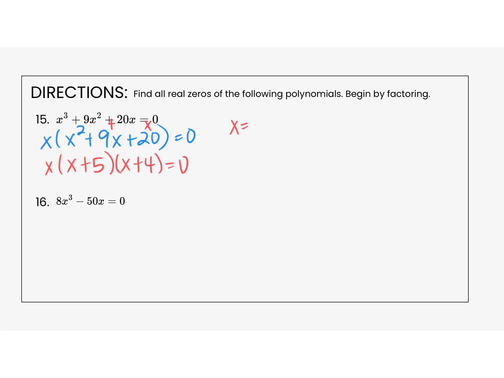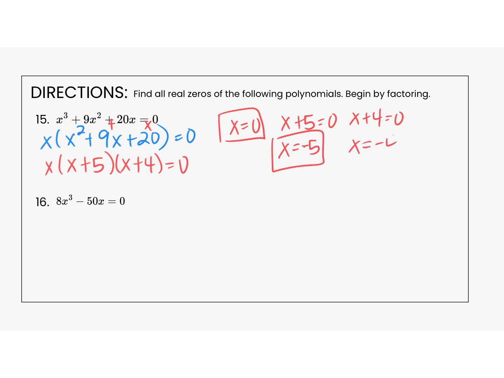So now I'm just going to set each of these factors equal to 0 to solve. So x equals 0, that's 1. X equals negative 5, that's 2. X equals negative 4, that's 3. And the number of zeros that we find should match the highest degree of our function.